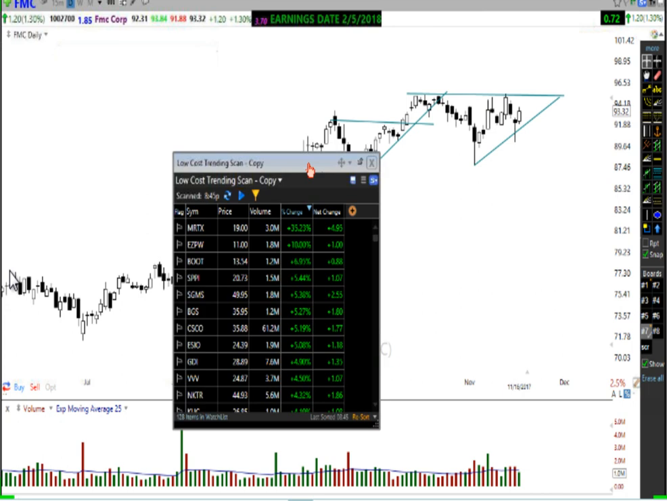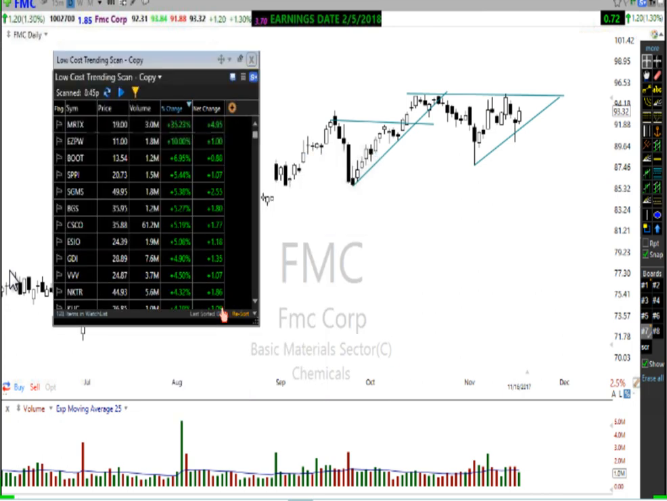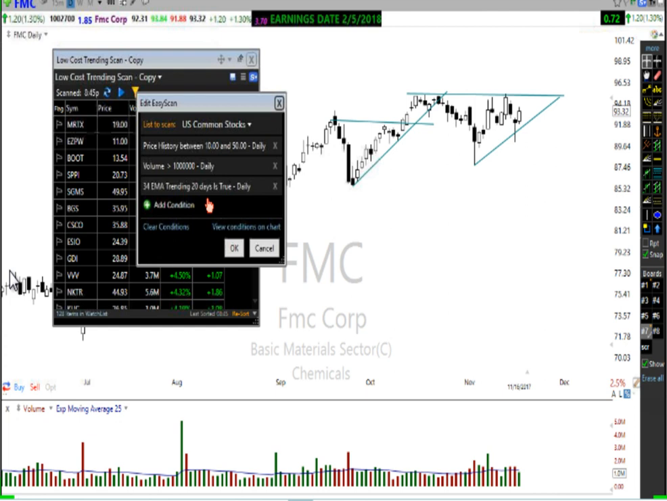Okay. Now, if we look at the scan, there's 3 criteria. I built this for someone who had a criteria. They wanted lower price stocks. They didn't like anything below $10. So we went from 10 to 50, asked for 1 million shares traded, and the 34 EMA trending 20 days. That's the only 3 criteria in the scan.